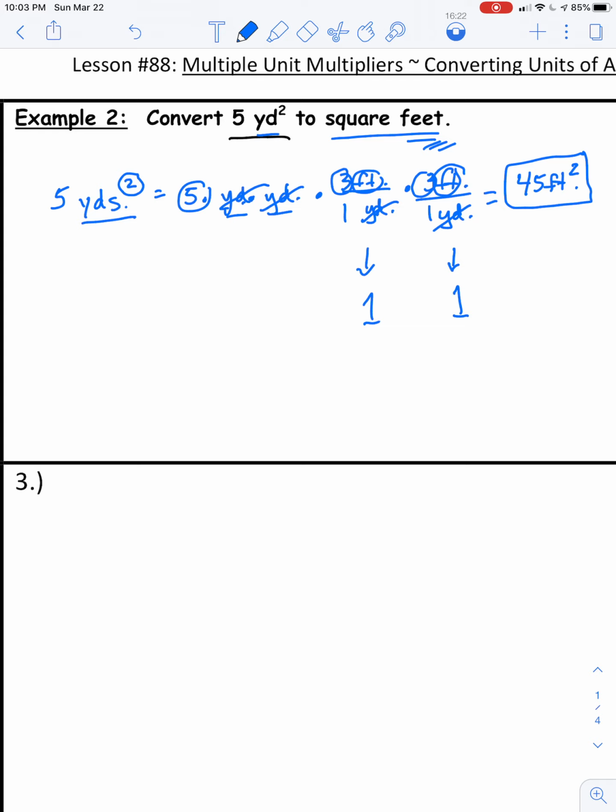Okay, so make sure you're circling all the things that I've circled so you'll remember the important parts at the end, and the 2 feet, which makes feet squared.